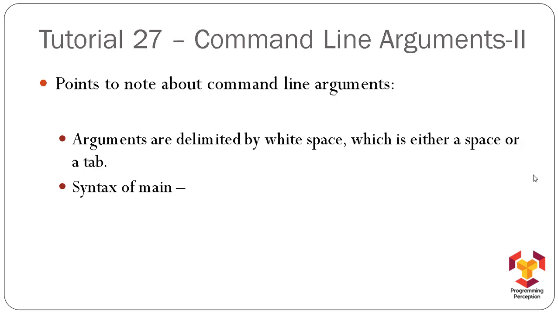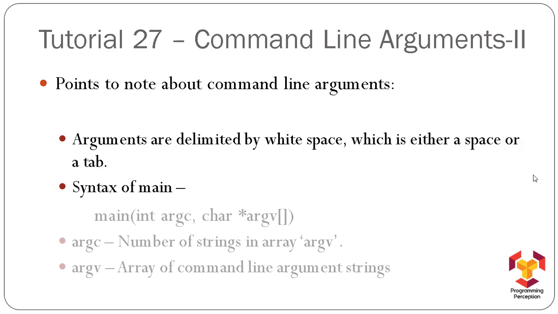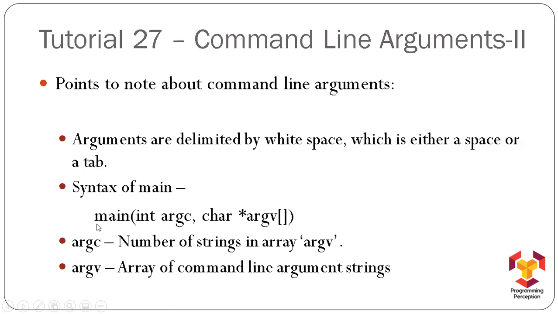Now let's see the syntax of main when we want to pass parameters to it. The main method accepts two parameters. Actually there is one more version of it, but I don't want to discuss that right now in a beginner level course. So we can pass two arguments to main, an integer type and a string type array. The name can be anything, so we can pass argc, and that argc will represent the number of strings in the argv array. The argv array will be a collection of strings, or in other words, a collection of words.